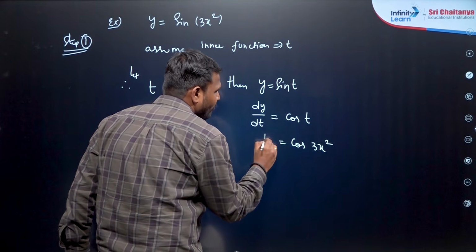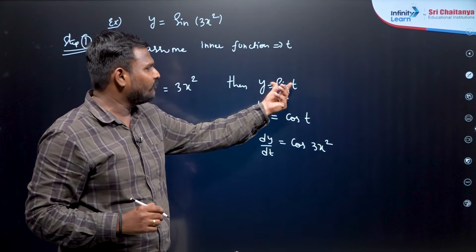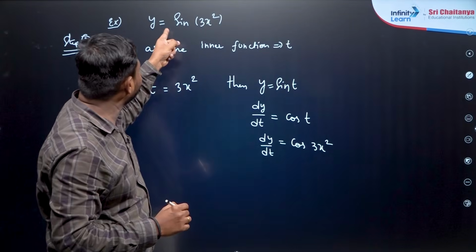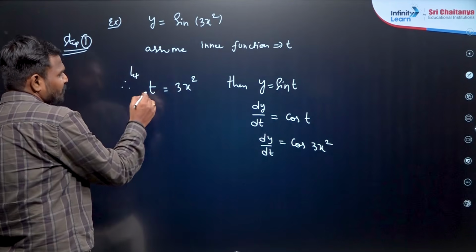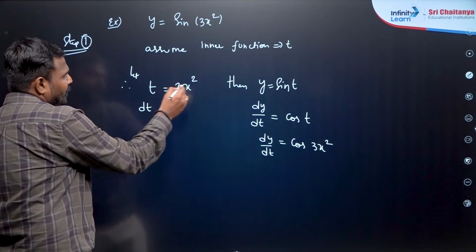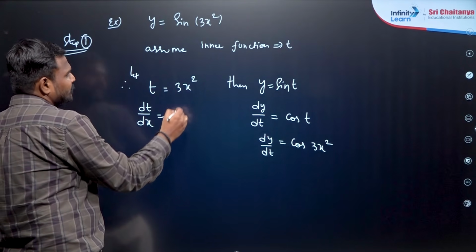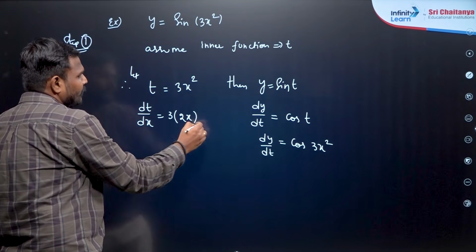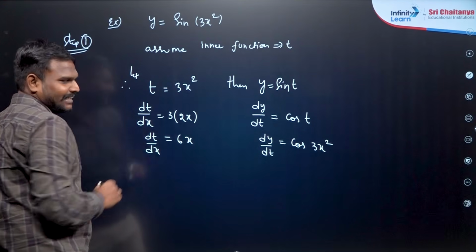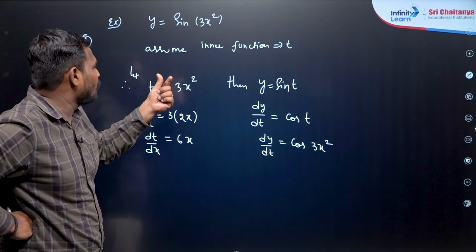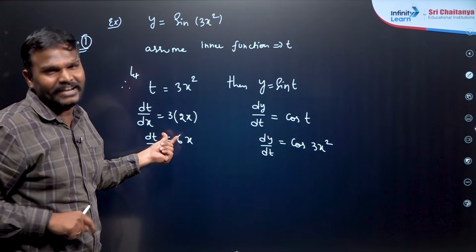3x square. Good. So we have found now the differentiation of the outer function. Sine of something, derivative is cos of something. Now let us come back to the inner function. Dependent variable is t, independent variable is x. So derivative will be dt by dx. Constant keep outside, x square derivative, yes, 2x. So dt by dx would be how much, sir? 6x. So if 3x square is called the inner function, then 6x is called the derivative of the inner function.